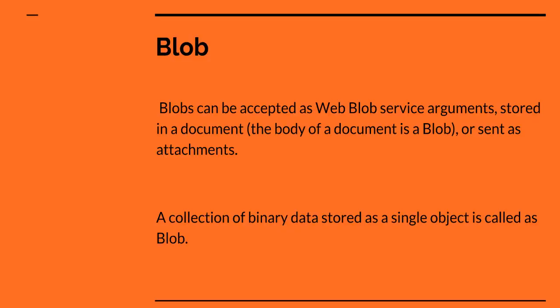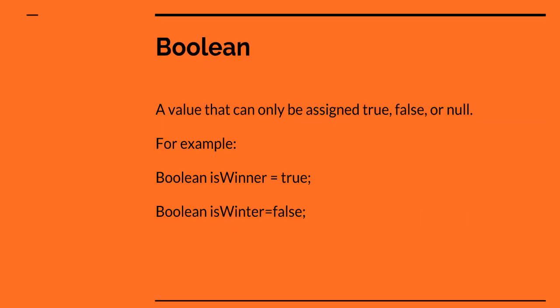Blob. Now, what do you mean by the blob data type? Whenever, let's say, you want to send an email which has an attachment, or you want to send a document, that is considered a blob. A blob is a collection of binary data stored as a single object. It can be an attachment, or the body of a document is also considered a blob. We will talk more about this in the upcoming tutorials.